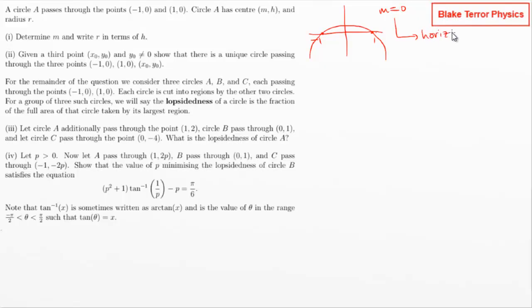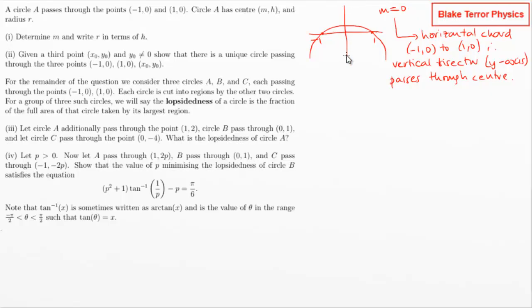So we can say we've got a horizontal chord from -1, 0 to 1, 0. Therefore, the bisector is going to be vertical. We'll have a vertical bisector, which is the y-axis, will go through the centre, passes through the centre. So that is why we're going to have that M is equal to 0. It's another symmetry argument, essentially. And we do like a symmetry argument when there's a geometry question. So that's given us what M is.